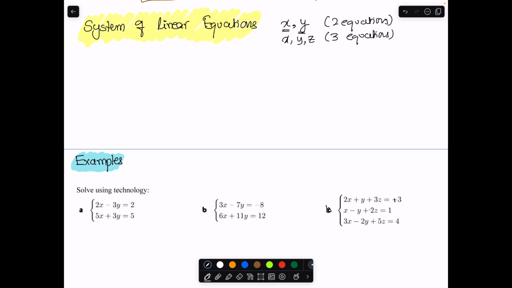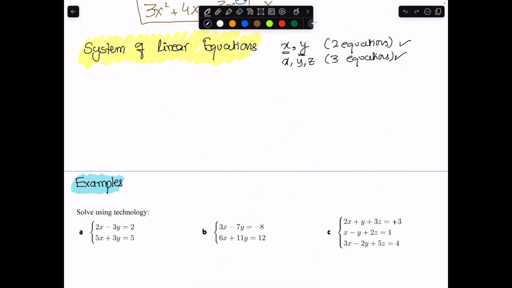Unique solution means one solution, in this case, one value of x and y that satisfies the system of linear equations. In the three-variable case, one solution means one value each of x, y, and z that satisfies the three linear equations, or in simple words, the system of linear equations.